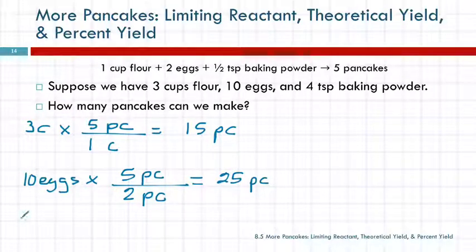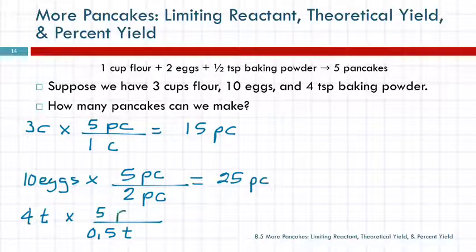And then 4 teaspoons of baking powder. It takes 0.5 teaspoons to make 5 pancakes. So that one we might want to use a calculator for. 4 times 5 divided by 0.5. Yeah, I did something wrong. Syntax error. Oh yeah. Try that again. 4 times 5 divided by 0.5. 40.